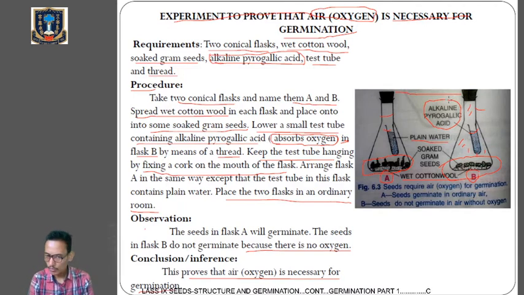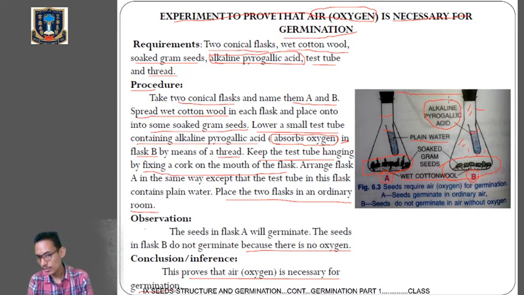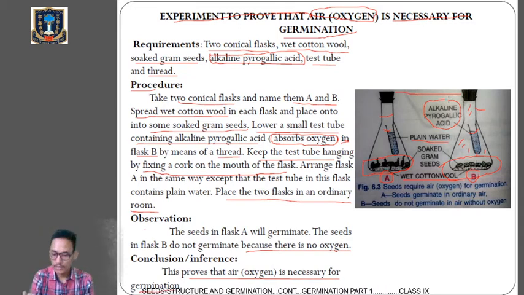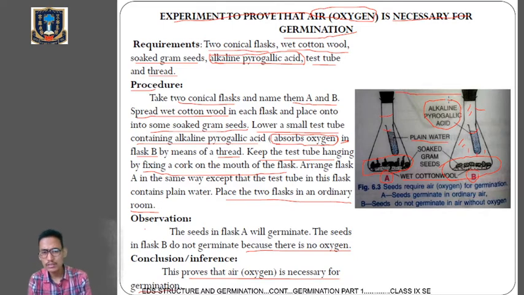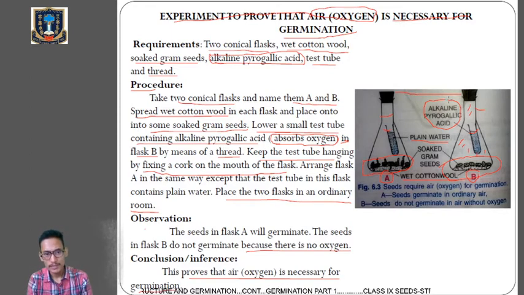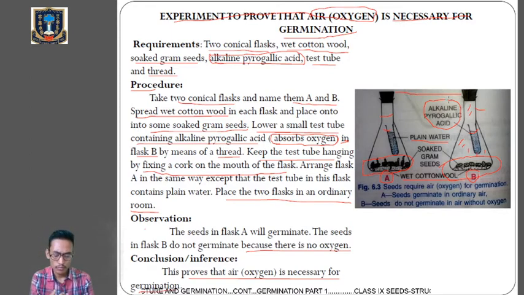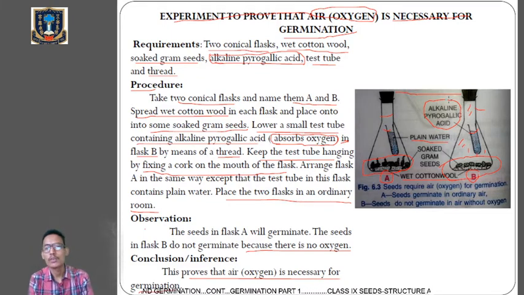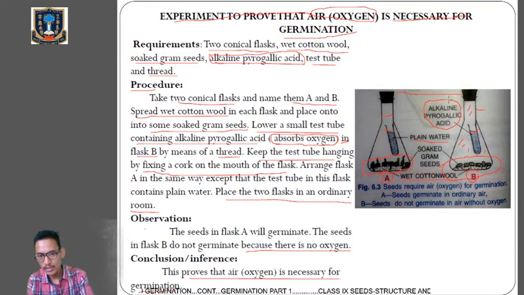Clear? So till now we have learned about the definition of germination. We have learned about the conditions for germination, the things essential for germination, that is water, suitable temperature and oxygen, and we have discussed the experiments to prove that water is essential for germination, suitable temperature is essential for germination, and air or oxygen is necessary for germination.